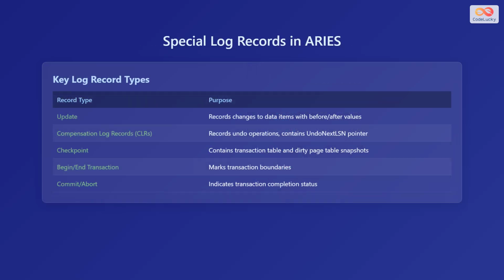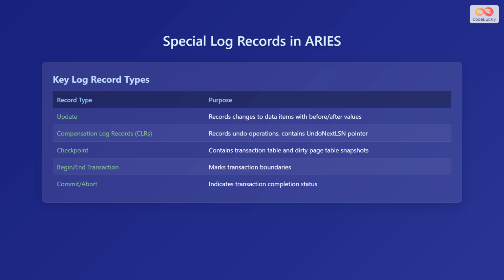Let's explore the special log records used in ARIES. Several key log record types are used. First, update. These records detail changes to data items, including both the before and after values. Second, compensation log records, or CLR. These records document undo operations and contain an undo next LSN pointer.